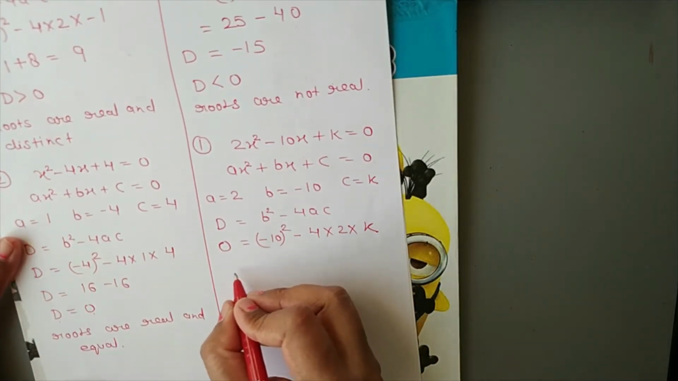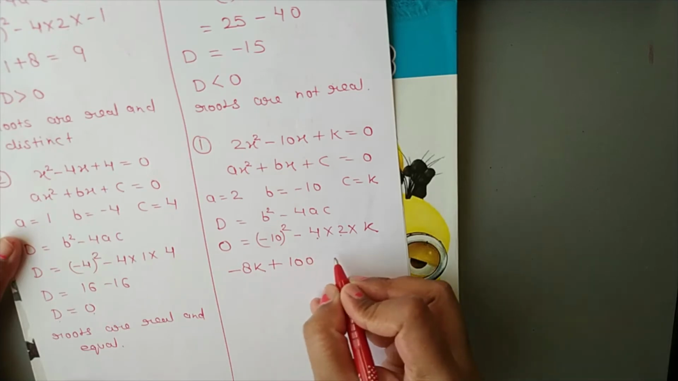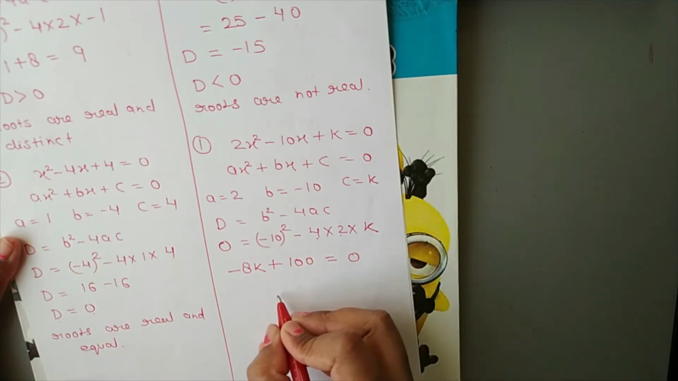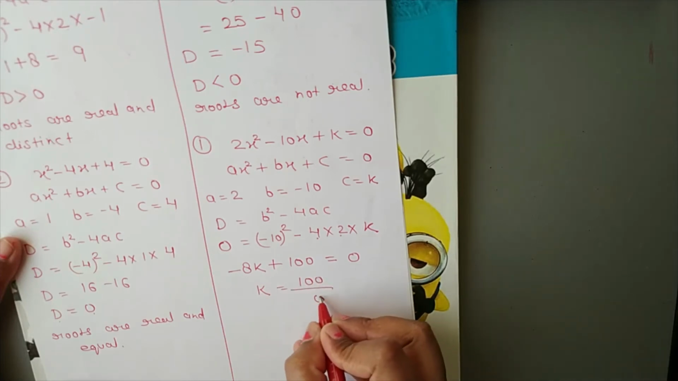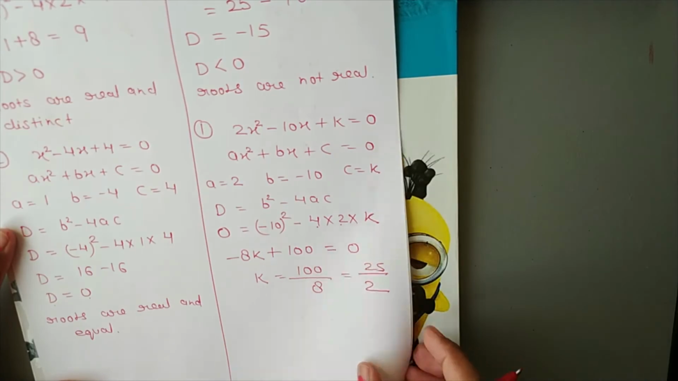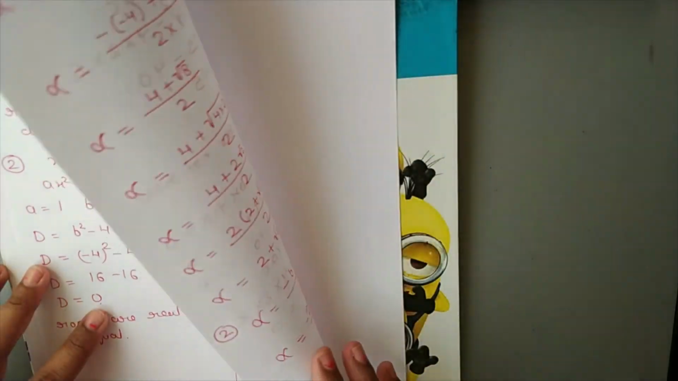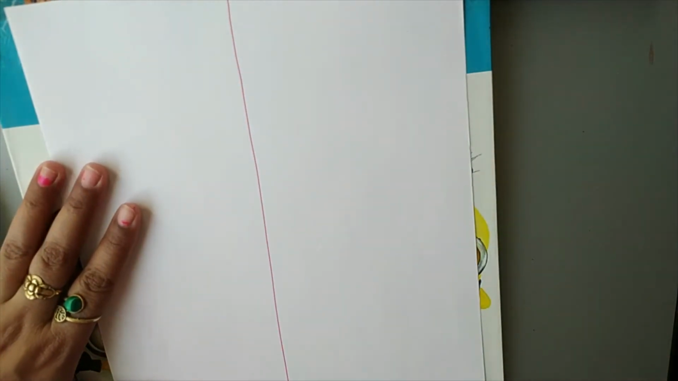So it will be 4 into 2, so minus 8k plus 100 is equal to 0. Then k is equal to 100 upon 8, that is 25 upon 2. So the value of k will be 25 upon 2. Now move on to the next question.